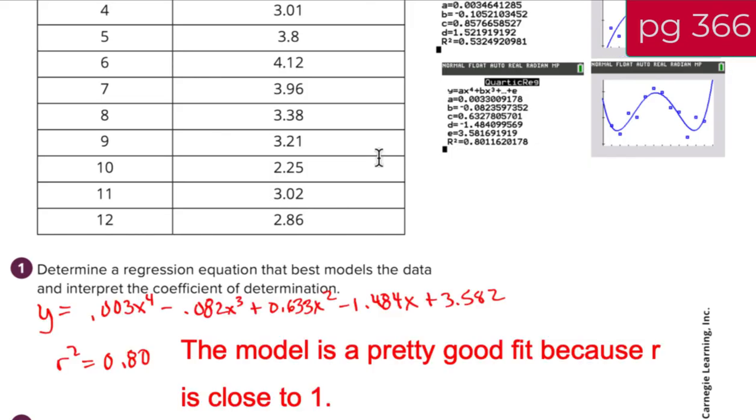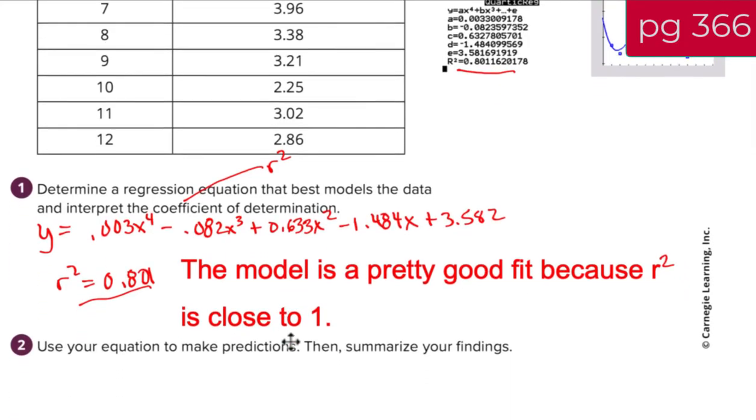So here's what I have for the equation. Remember, I'm just copying it off of the output from the calculator, and then interpret the coefficient of determination. Remember, that is r squared. So r squared equals 0.80. That's what it tells me right here. And we can put a 1 there if you want to. The model is a pretty good fit because r squared is close to 1. It's pretty close to 1. Could be closer like in our other example, but it's not too bad. So remember, that's r squared, not just r.